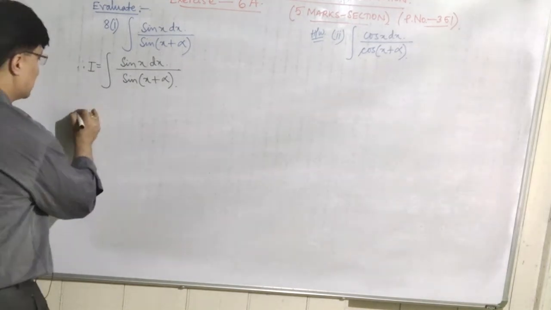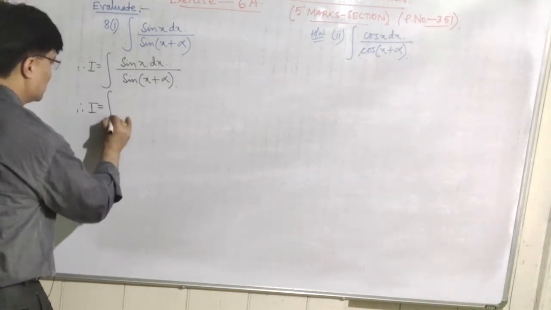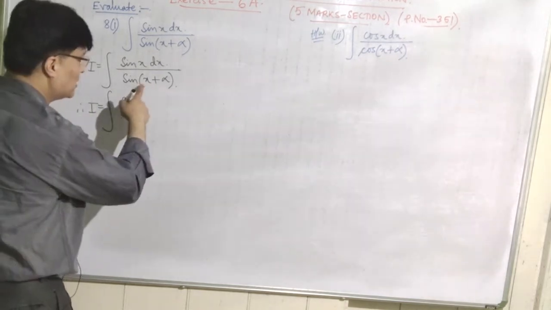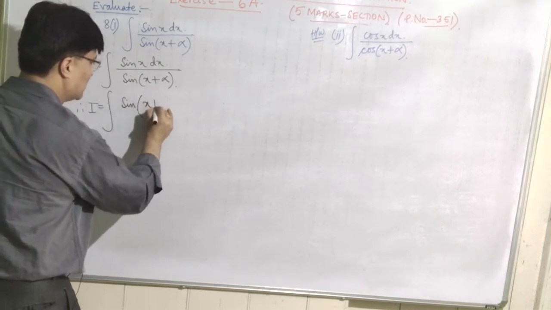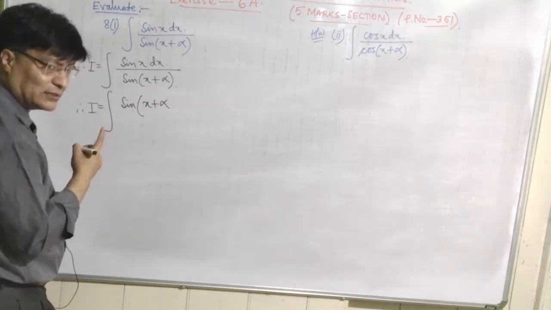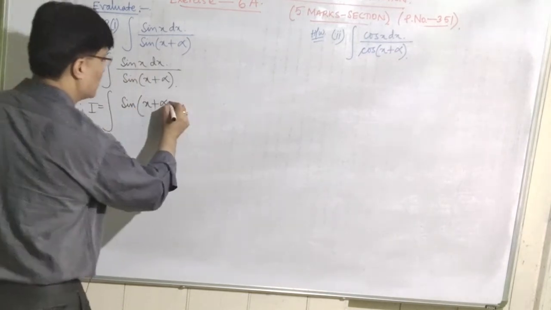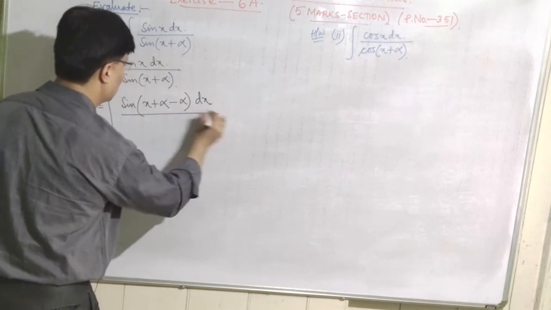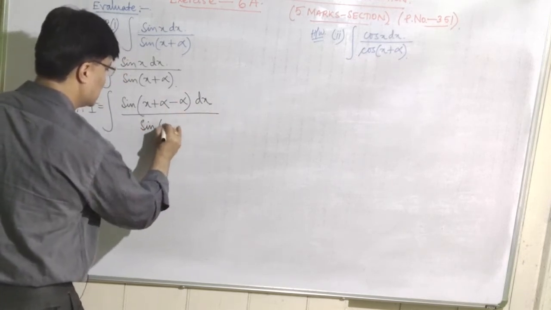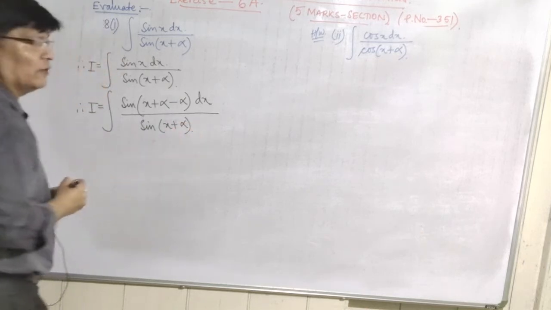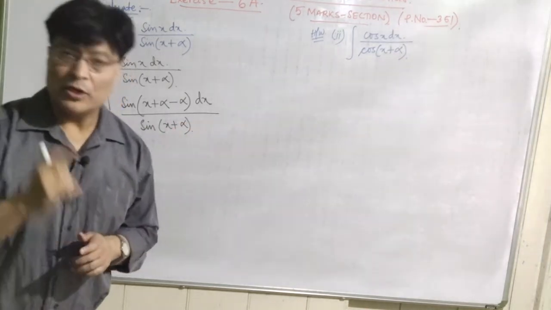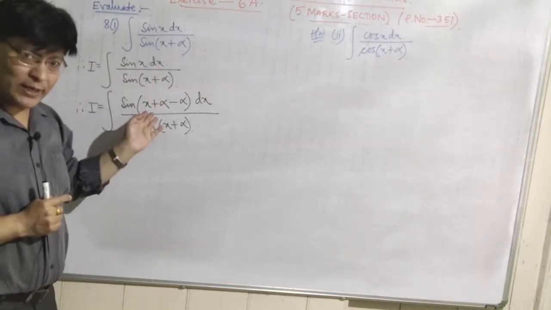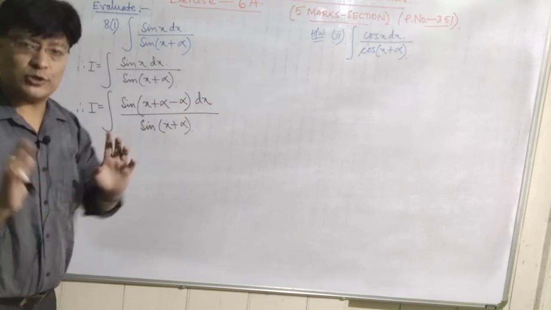Okay, so let us write here I is equal to integration of sine of, what is there in the denominator? It is x plus alpha. Let us write here x plus alpha within bracket. But is there alpha? No. So it is minus alpha. Then you can write dx whole divided by sine of x plus alpha. Is that clear? So now similarly you can do that number 2 also. So in this way we can do number 2. So number 2 is your homework, right?